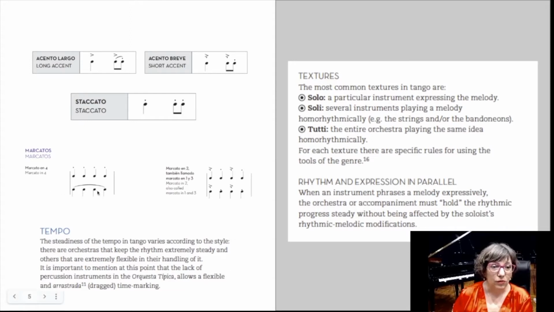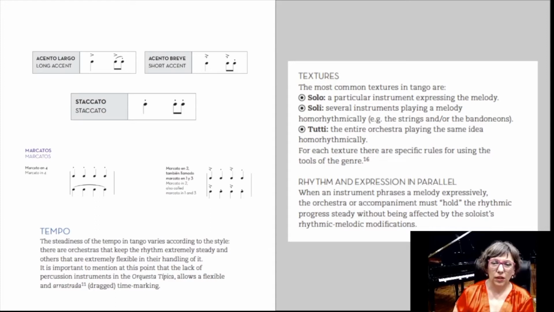Then we have the marking models. For example, here we have marcatos. This would be a marcato. Here we have a marcato in 2. And what is very important for tango music is that the tempo should be quite stable. Although sometimes the tempo is quite flexible, we should keep in mind that tango music has had a strong relationship with the dance of tango throughout its history. That's why the tempo doesn't work in a way that we could have real rubatos as we have in classical music.